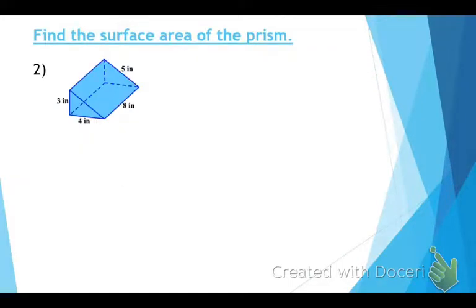All right, example 2, still the same instructions, find the surface area of the prism. Once again, always look at what your base is first. Now remember, a base, there's going to be a top and a bottom. A figure like this is tricky. Sometimes people might think that the base would be this rectangle right here, okay?